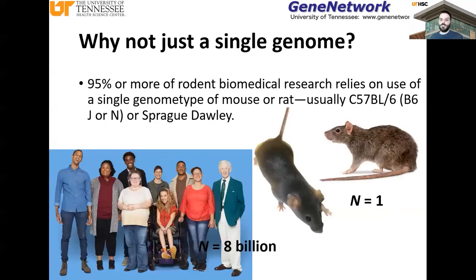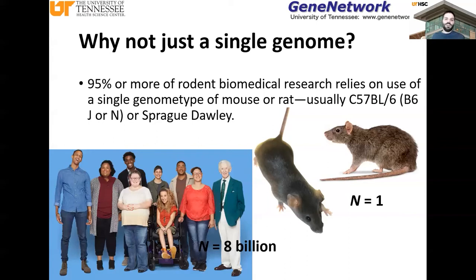So the vast majority of biomedical studies in rodents are done in a single genome type, usually some form of C57 black 6 in mice, usually Sprague-Dawley in rats, but that's ultimately an N of one study. You're looking at a single genome. How do we expect a single genome to generalize across all mice? And then we expect that to generalize across all mammals, including all 8 billion humans that are walking around the planet.